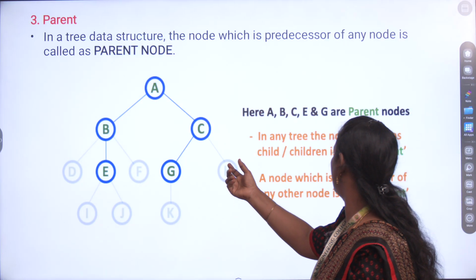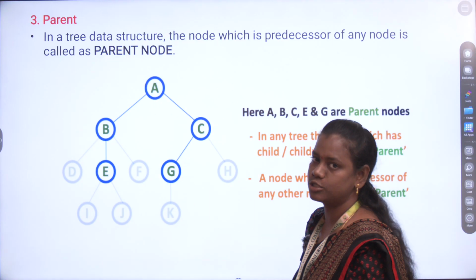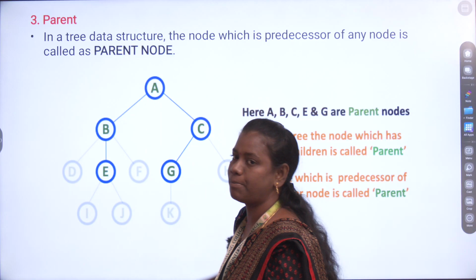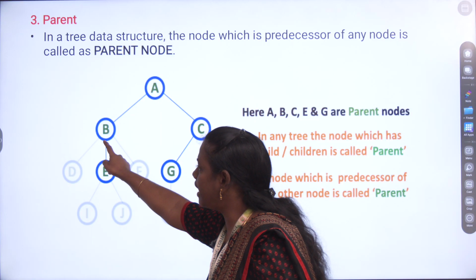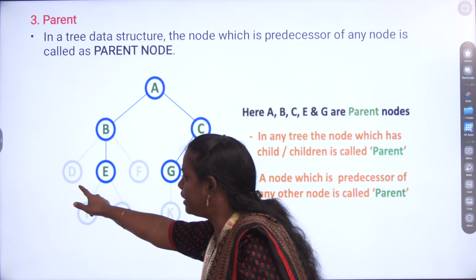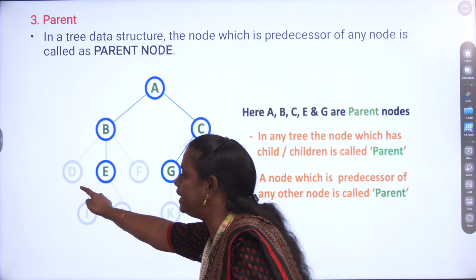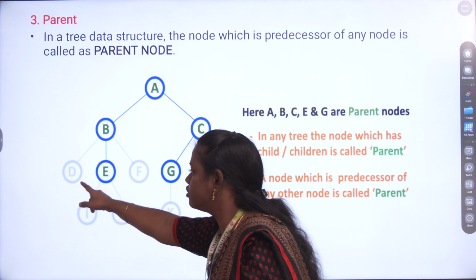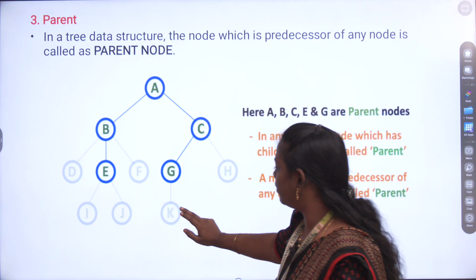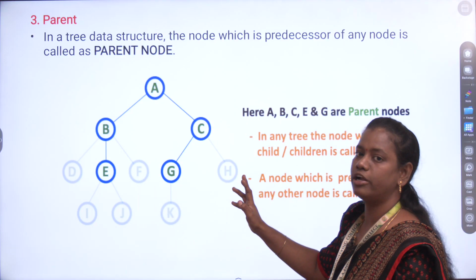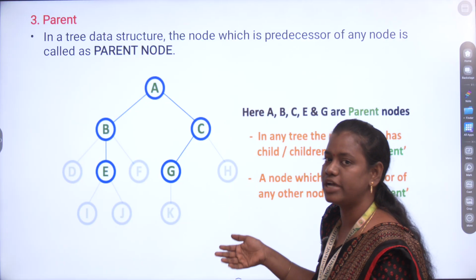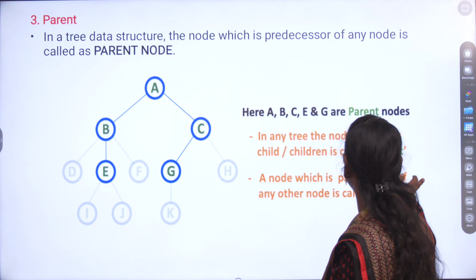That means a node which has a child. That is called a parent. Here A has children B and C, so A is a parent node. Likewise B has children D, E, F, so B is a parent node. But D is not a parent node because D doesn't have any child. So in this tree, D, I, J, F, K, H are not parent nodes because those nodes don't have children. So this is your parent.